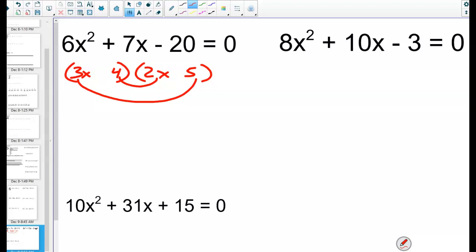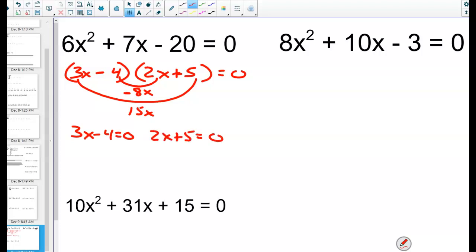I need to get a middle term of 7x. 3x times 5 is 15x. 4 times 2 is 8x. Is there a way to combine 15 and 8 and get 7? Sure. I make that 8 negative. So that 4 has to be negative and the 5 is positive. And that's the factors. We're going to come down here and we're going to set each parenthesis equal to 0.